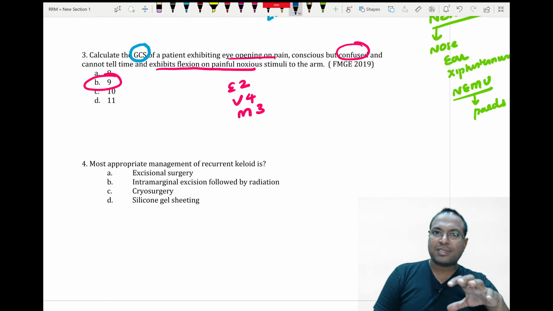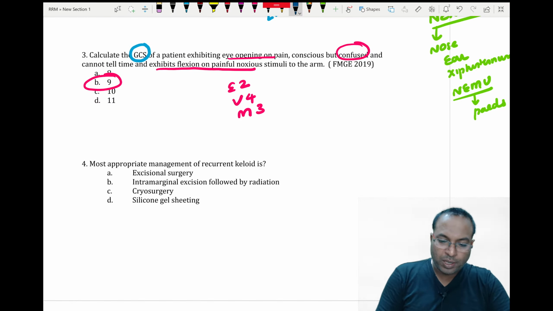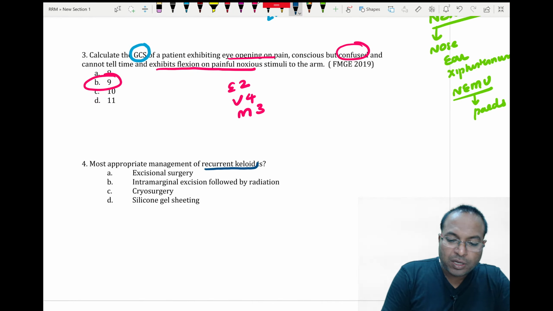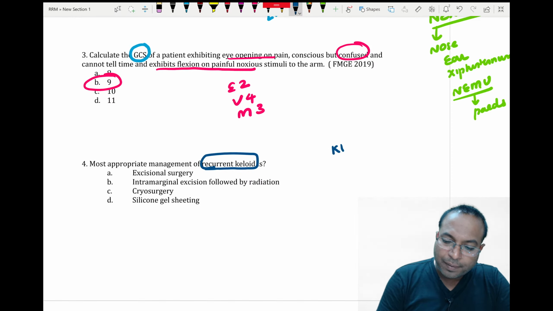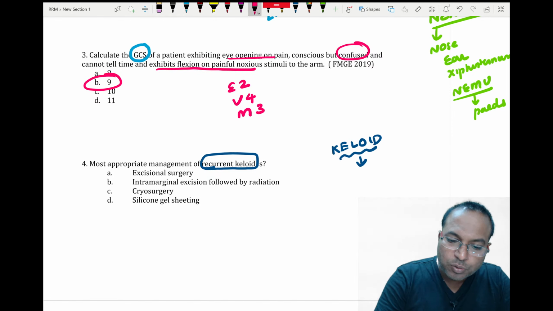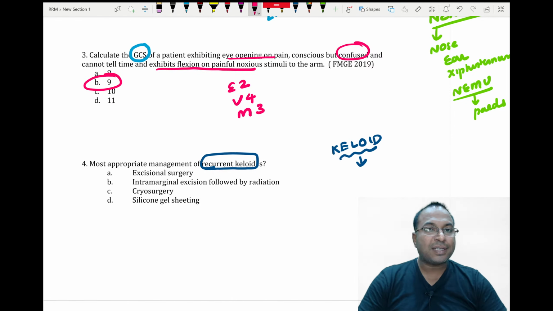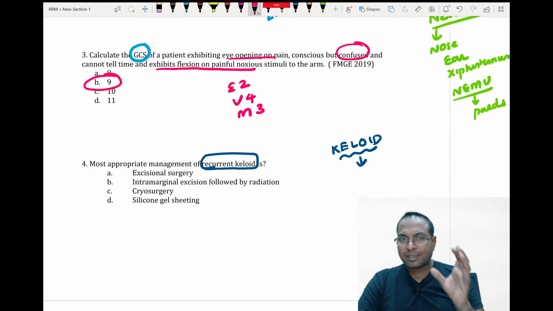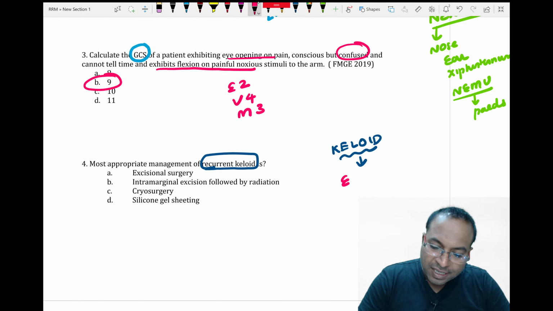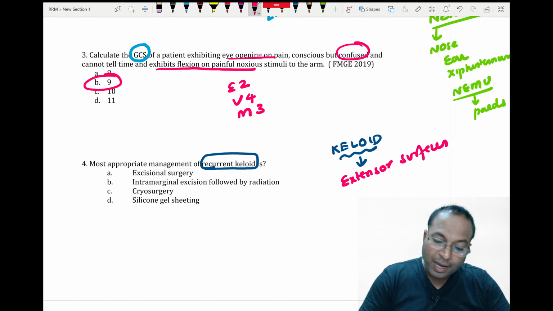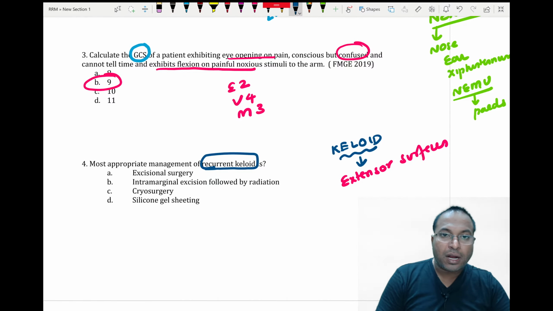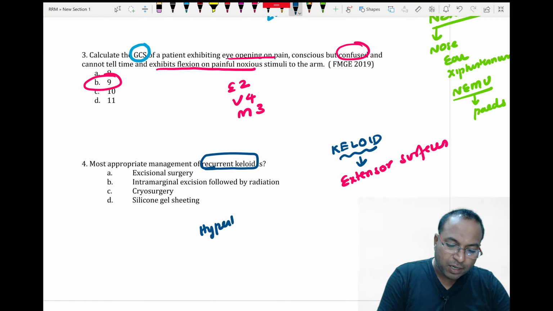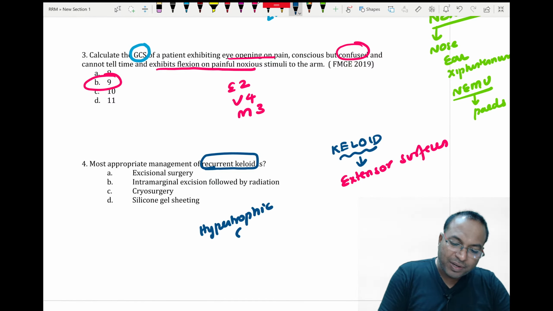The first section we are discussing is on general aspects and trauma. Okay. Most appropriate management of keloid. I hope you know what is keloid. Keloid, I am seeing it's a favorite topic for your examiners. They are regularly asking questions in your exam. Keloid is a scar seen on extensor surfaces. Please remember, hypertrophic scar is another scar which is seen on flexor surfaces. So you should know what is the difference between hypertrophic scar and keloid.